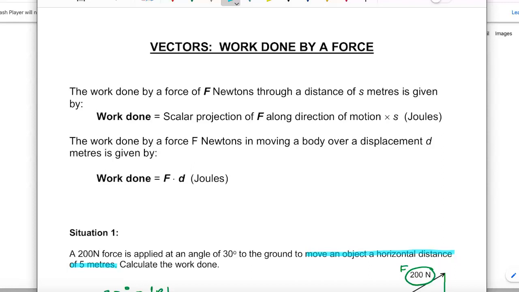In this video, we're going to have a look at part B of work done by a force using vectors. We're going to have a look at a situation first where we've got an inclination of an object that's not on a horizontal distance. So again, we're going to be using the scalar projection of a force along its direction times s, the meters in distance that it's going to travel. And in our last example, we're going to have a look at a moving body over a displacement d and work out the work done in joules in these situations.